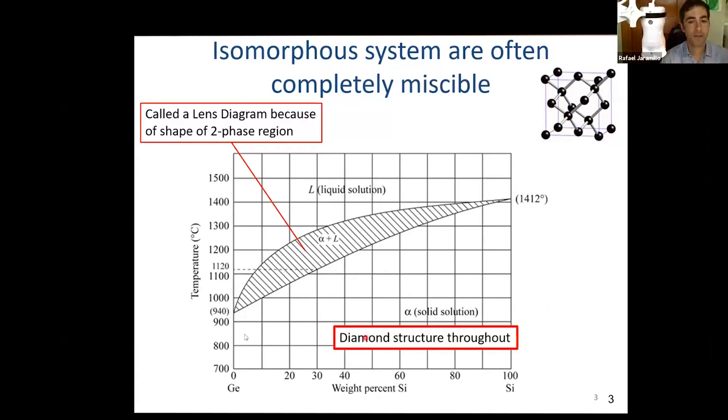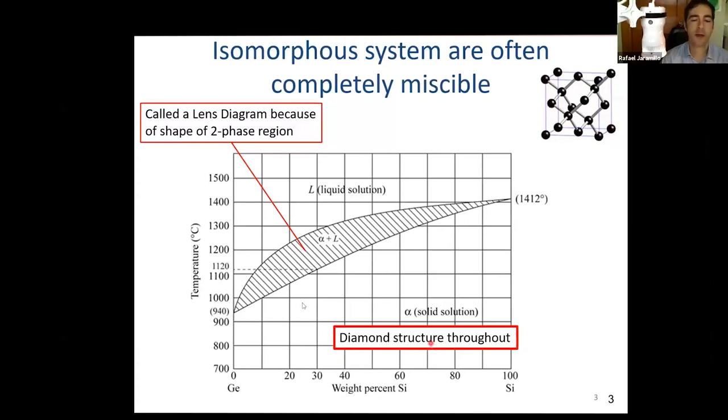It's fully miscible, right? Germanium is fully miscible in silicon. Silicon is fully miscible in germanium. And we have only one phase field labeled alpha, solid solution. At high temperature, we have fully miscible liquids. That's maybe not too surprising, although we saw even last lecture an example of liquids which did not mix. But at high temperature, we have fully miscible liquids. At low temperature, we have fully miscible solids.